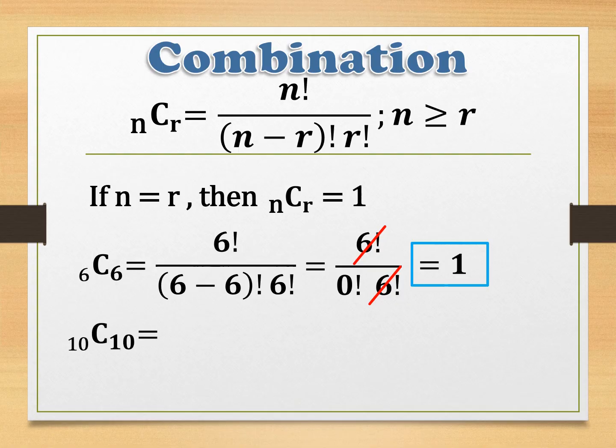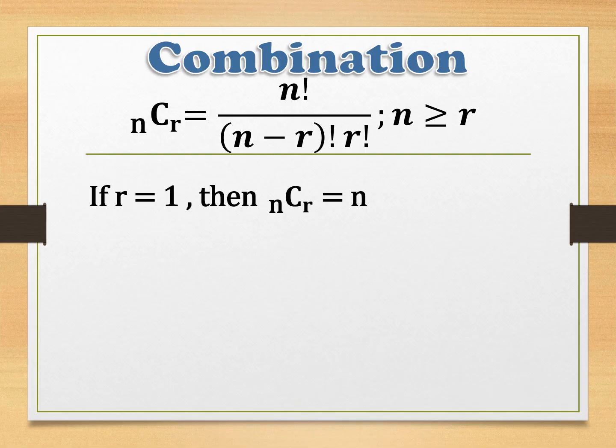Let's have another example. The combination of 10 objects taken 10 at a time, by applying now the equation n equals r. If n is equal to r, then the number of combinations of n objects taken r at a time is equal to 1. So here, since the value of n is 10 and also the value of r is 10, therefore the answer is 1.